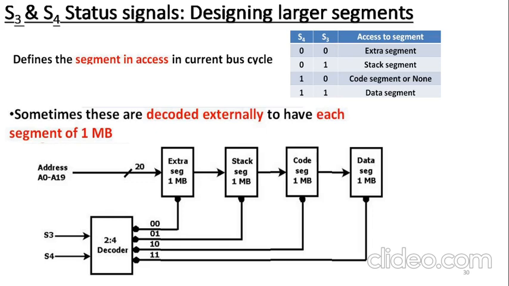In short, in a larger design where larger segments are the requirement, we can view that this entire memory of 4 megabytes is the addressable memory by the 8086 processor here.